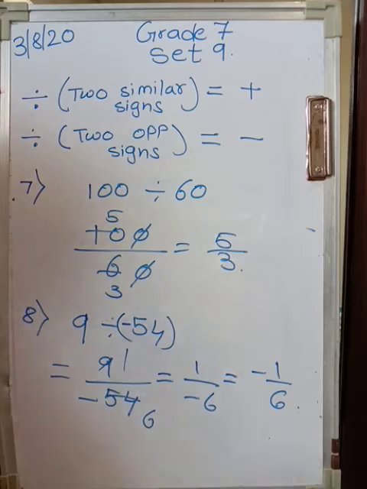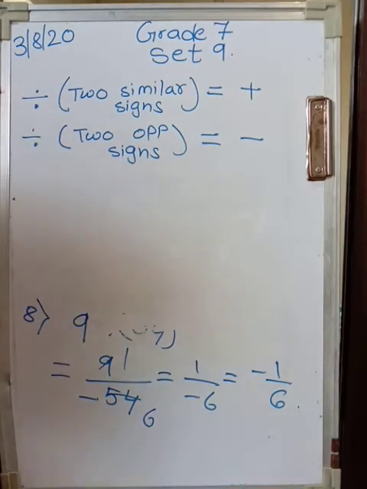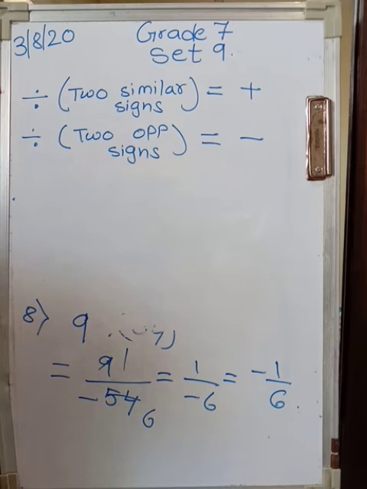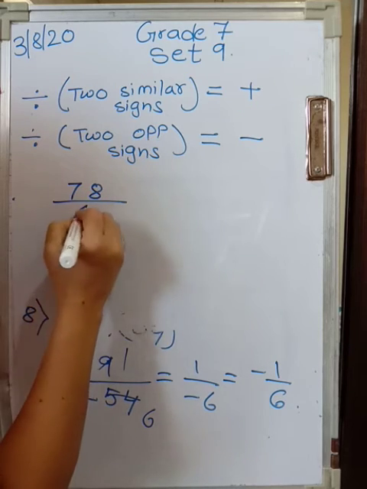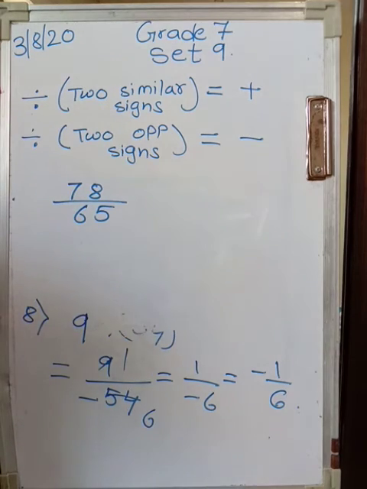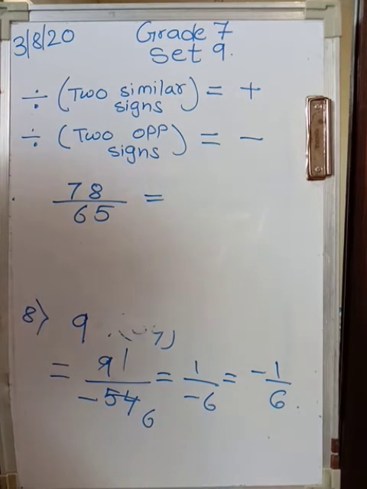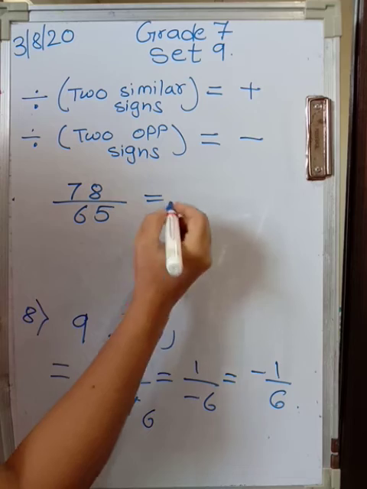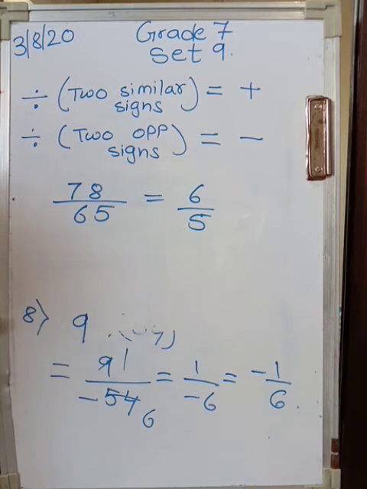Okay, then last, I think the ninth problem we are doing now. The ninth problem. 78 divided by 65. No sign is over there. I think it is divisible by 13's table. So 13 sixes are 78 and 13 fives are 65. So the answer is 6 upon 5.